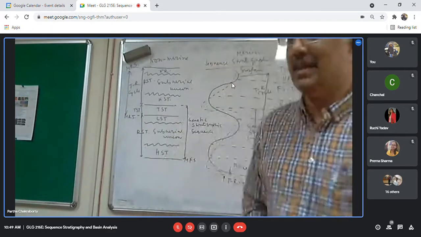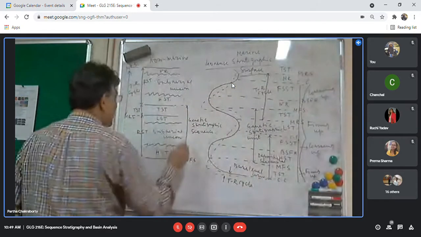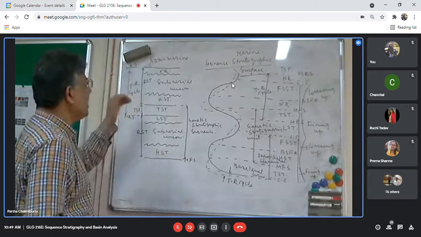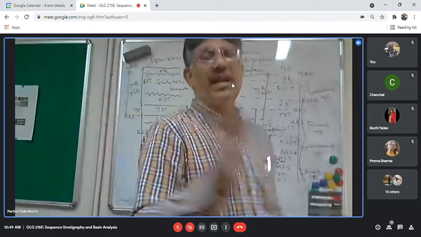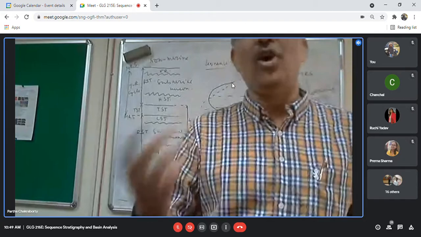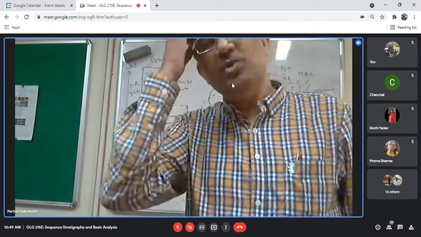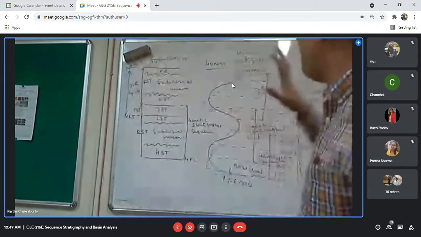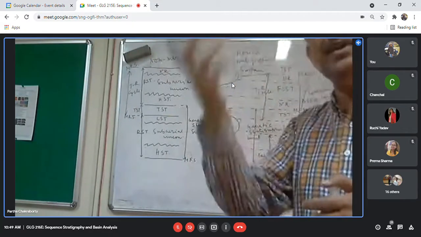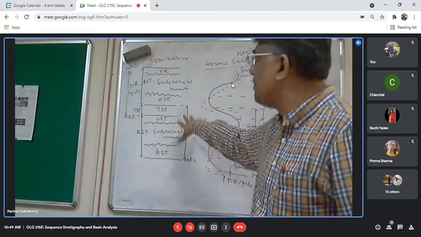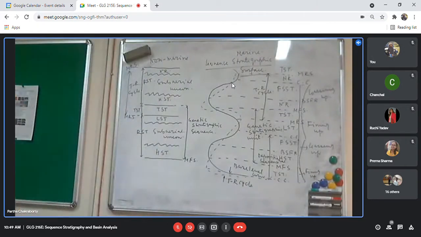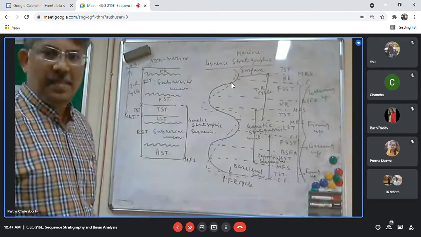The RST is when you have all the signals of regression, and the TST is when you have the signals of transgression. We will discuss separately the non-marine sequence stratigraphy, how it is governed, and what the signals are that indicate the RST and the TST. That we will discuss separately, but just to compare with this, I am putting it here so that when I discuss non-marine sequence stratigraphy afterwards, it should be in your mind. Okay?